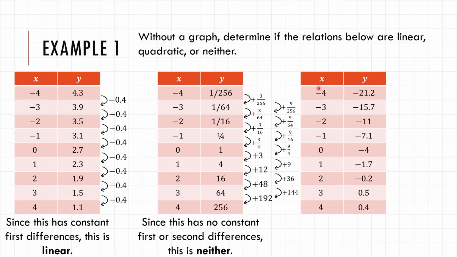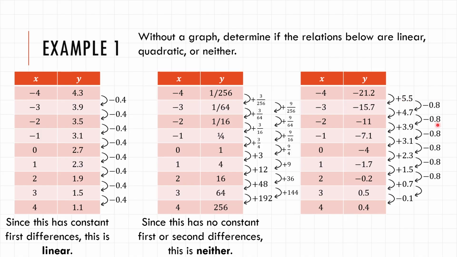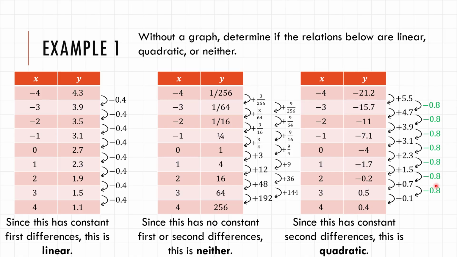Finally, looking at our last relation here, the first differences seem to be decreasing for now. Oh, and then it just starts to increase. Oh, sorry, I got that backwards. It's actually increasing first, and then just here at the end, it finally starts to decrease. If I look at these, I can say the first differences are definitely not constant, so it's not going to be linear. But is it going to be quadratic? If I look at the second differences, yeah, actually, these all do seem to be the exact same. So this would be a quadratic relation.